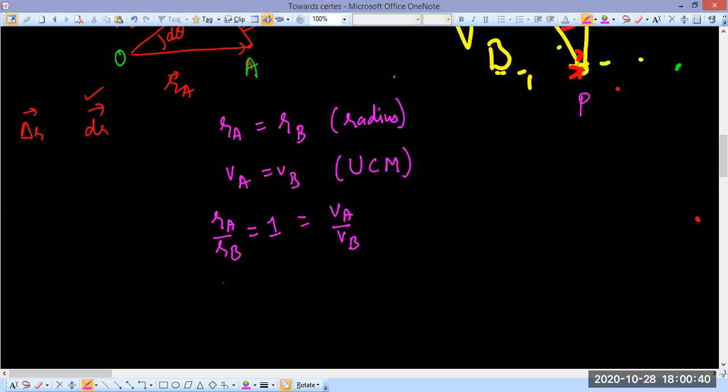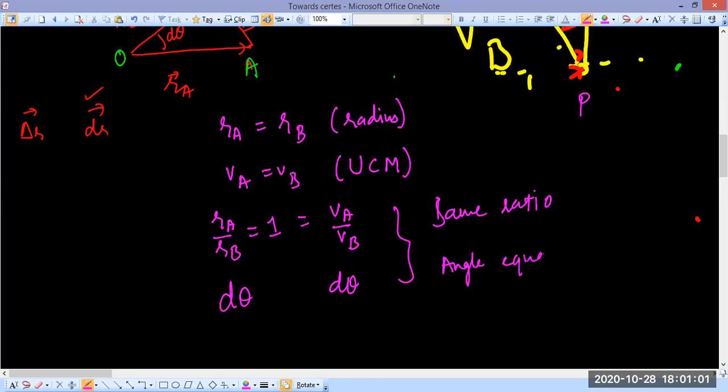Okay, so RA upon RB is equal to VA upon VB, and the included angle is d theta and d theta. So corresponding sides are in the same ratio and the included angle is equal. So by side angle side, these triangles are similar.